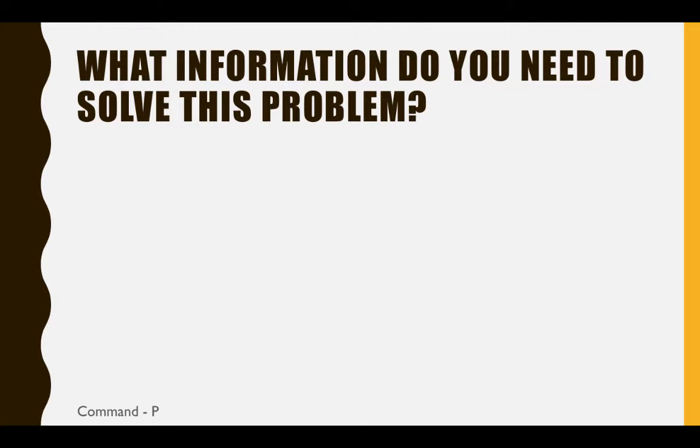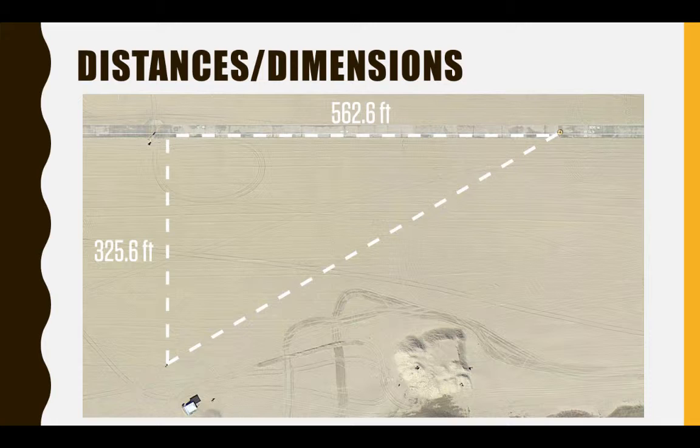So there's two main pieces of information that you need to solve this problem. The first one is the distances or the dimensions that they're walking. Okay, so it gives you the distance from where they start straight to the road and then down the road to the taco cart. And that's enough information to know your dimensions.